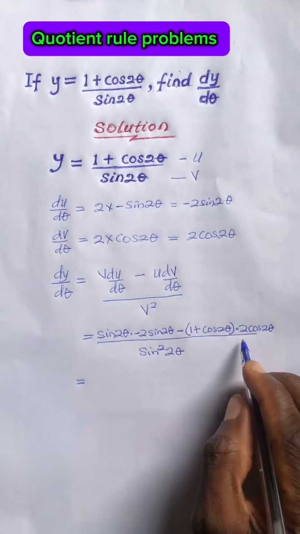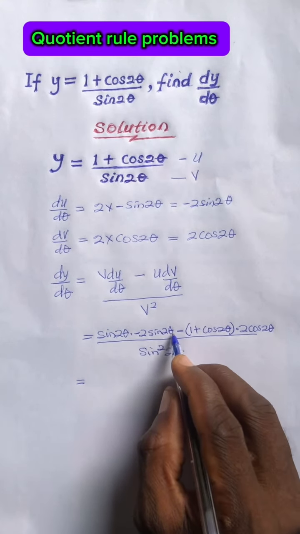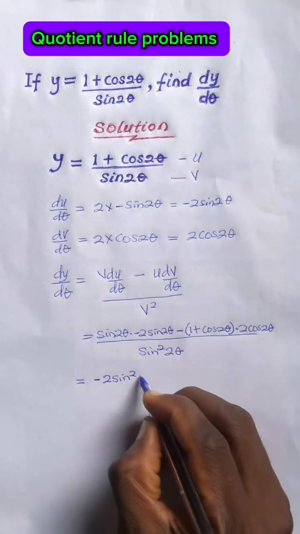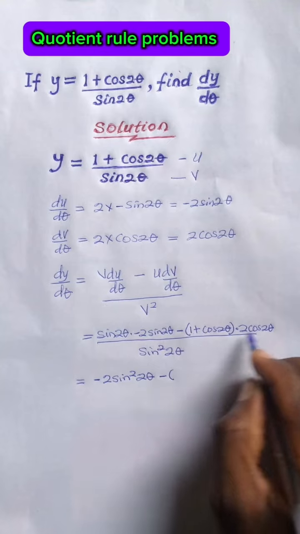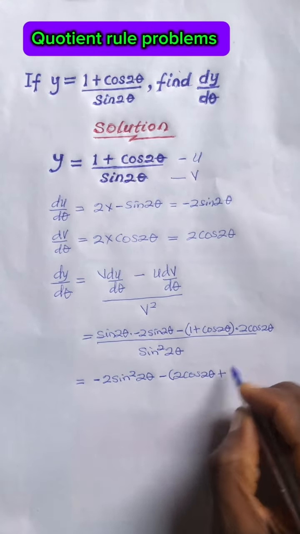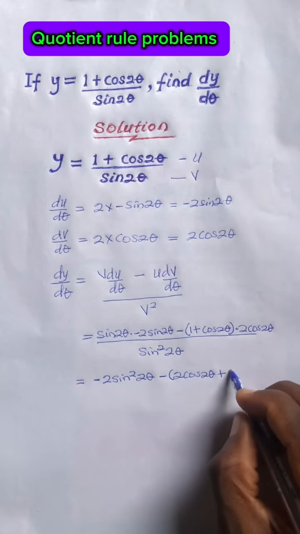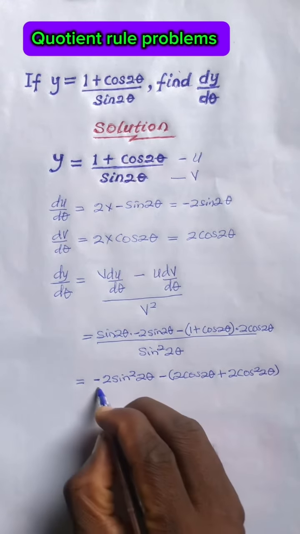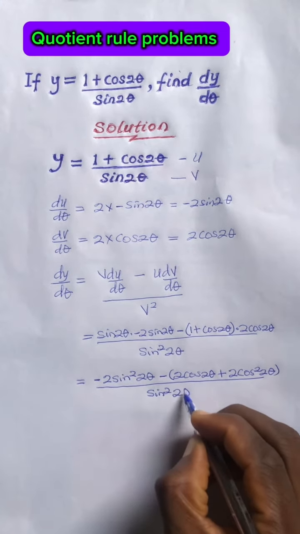Now we're going to multiply them and then expand the bracket. Sine 2 theta times sine 2 theta, we have sine squared 2 theta. Meanwhile, we have a minus sign here. So we have minus 2 sine squared 2 theta minus, expanding this other bracket, 1 times this becomes 2 cos 2 theta, plus cos 2 theta times cos 2 theta becomes cos squared 2 theta. We have 2 here. So that becomes 2 cos squared 2 theta all over sine squared 2 theta.